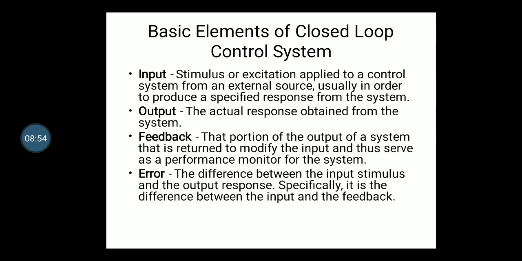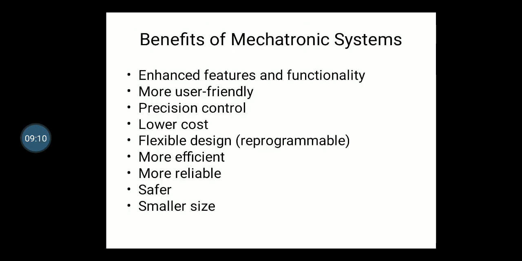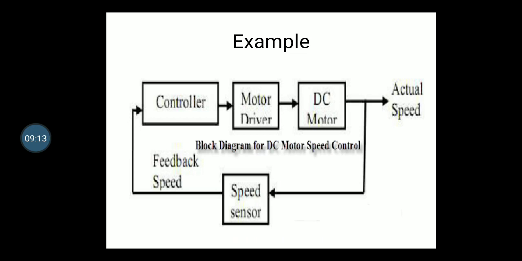Now what do we mean by error? Error is nothing but the difference between the input and the output response. Specifically, it is the difference between the input and the feedback. I will explain this with the example. As I told you here, suppose we need 1200 rpm, and right now the motor is running at 1000 rpm. So the signal here is 1000 rpm.